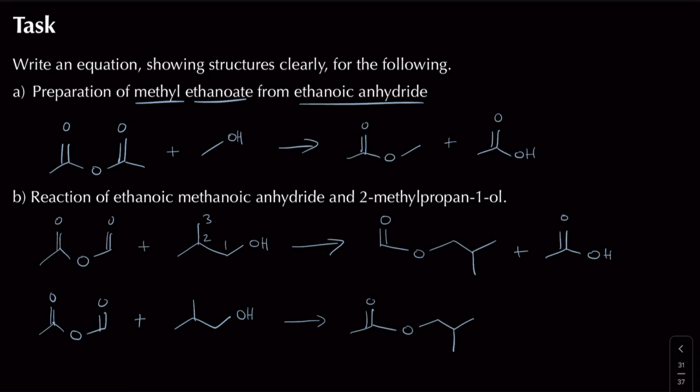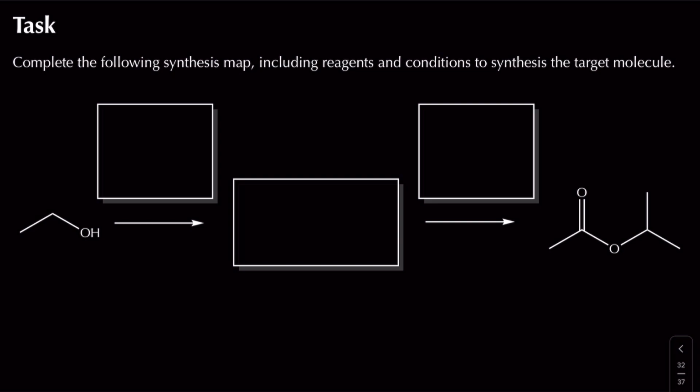So 3 carbon atoms and a branch at the 2 position, but then our byproduct is just going to be methanoic acid, which is going to look like this itself. So moving on then, I've got another task for you to do. Feel free to pause the video and have a go at the following.